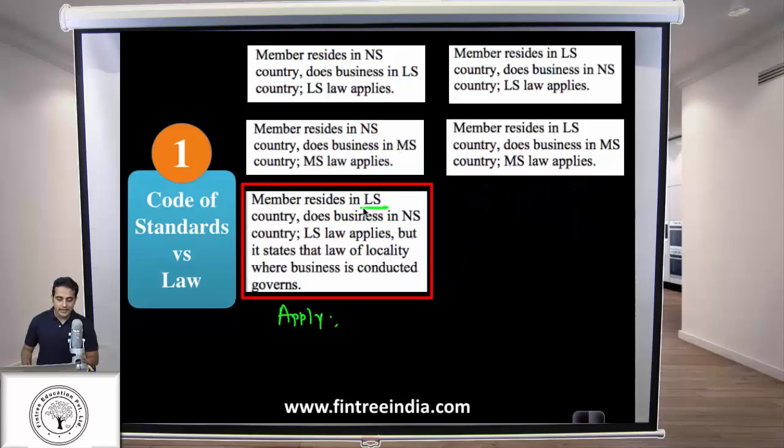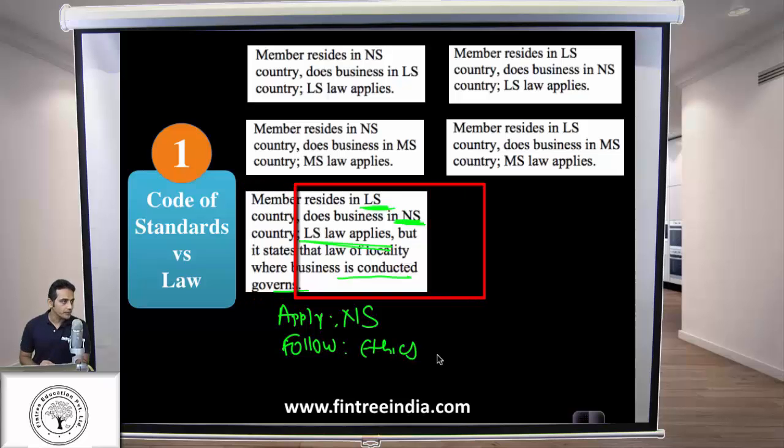So the member resides in LS. He's doing business in LS. LS applies. Okay, but it states the law of the locality where business is conducted governs. So now the LS says that the locality in which business is done is applicable. Okay, so where is the business being done? NS. So what is applicable? NS. But then what should we follow? We should follow ethics. Why? Because ethics is stricter.